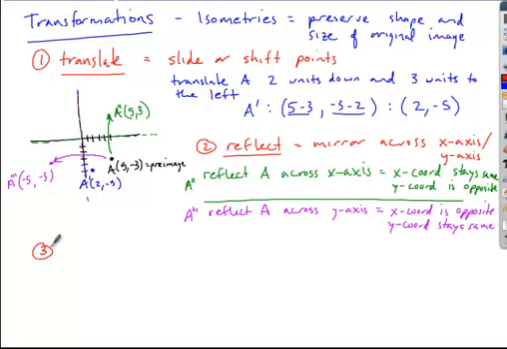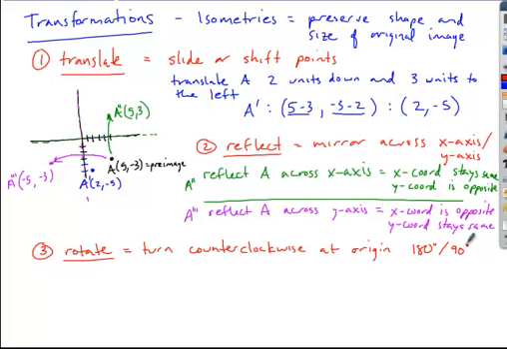The isometric transformation where the shape and size is preserved is a rotation. And a rotation is just going to be a turn in the counterclockwise direction, rotating from the origin, (0, 0). And here we're either going to go 180 degrees or 90 degrees. And so those would be the rotations that we're looking at.